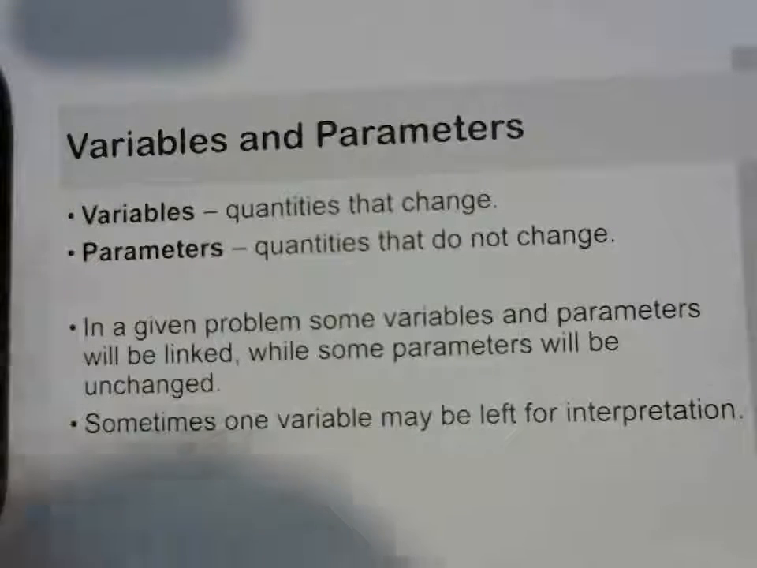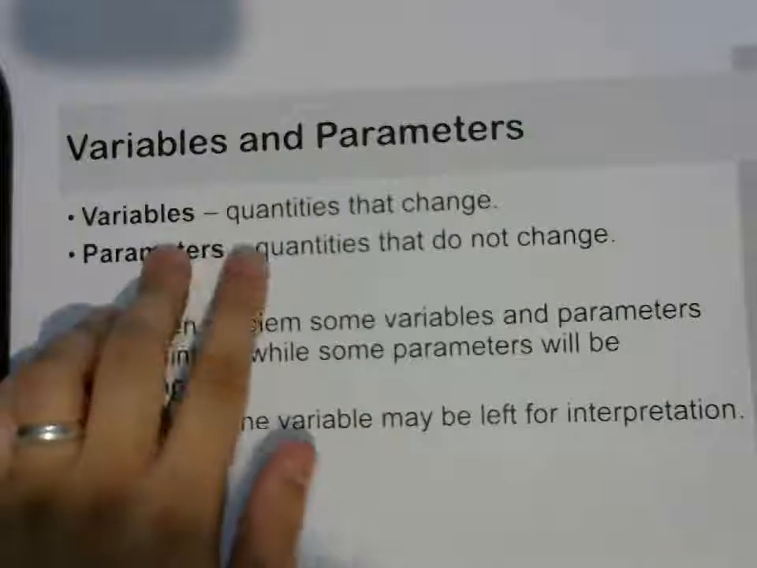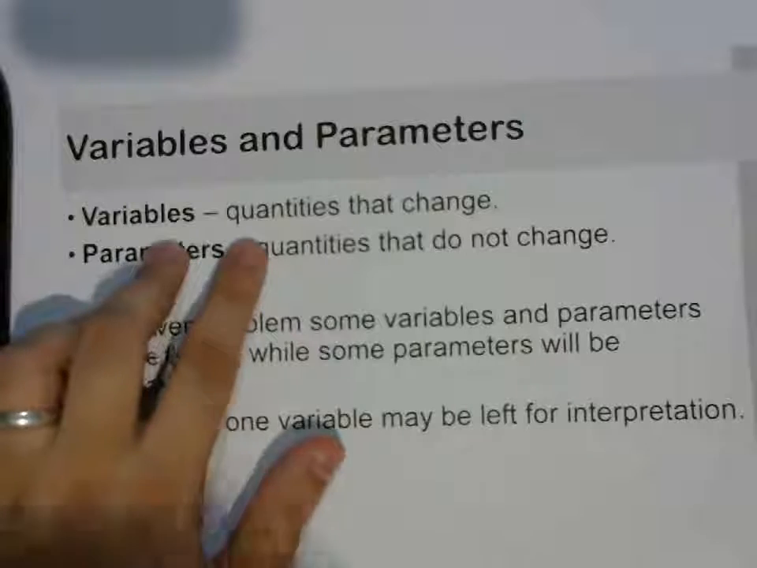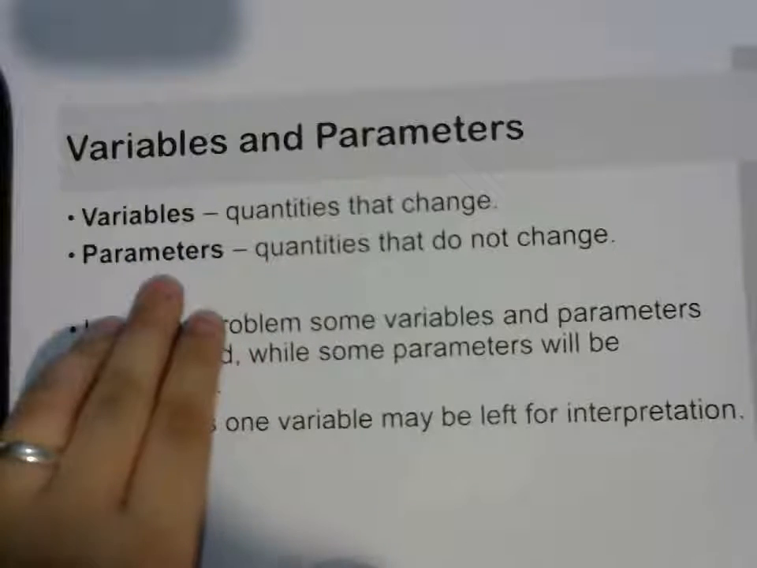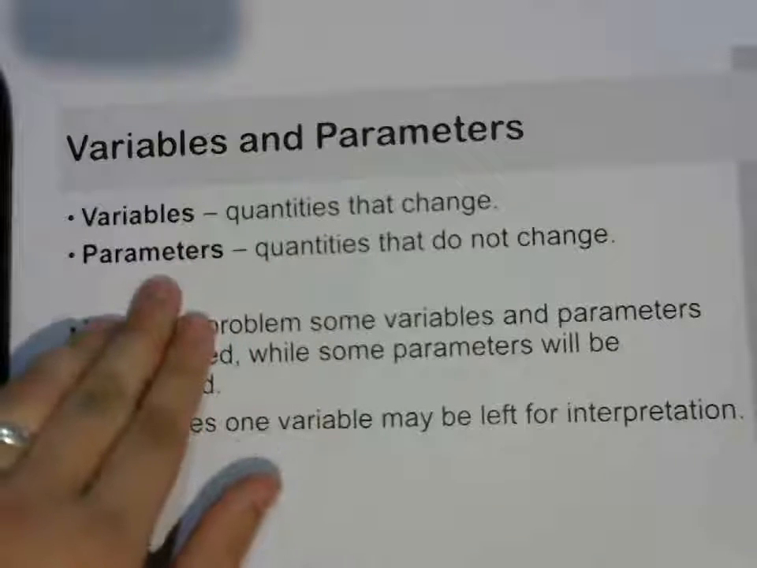As a reminder, variables are the quantities that we are able to change in the question, while the parameters are the quantities that do not change.